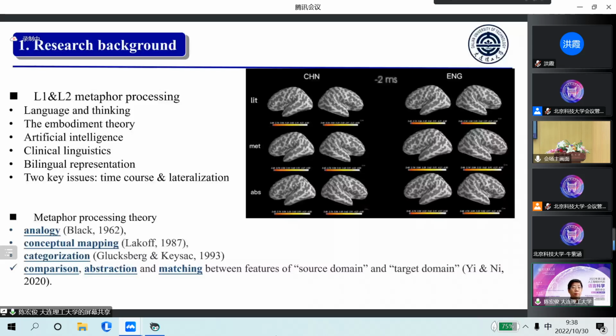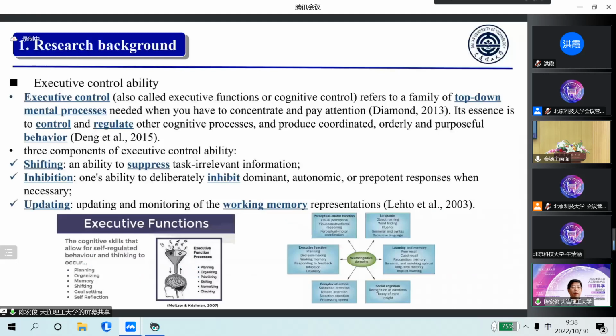One is comparison, the other one is abstraction, and the third is matching between the features of the source domain and the target domain. From source to target domain, the features are mapped, according to Lakoff. So that is something about metaphor processing and its importance.